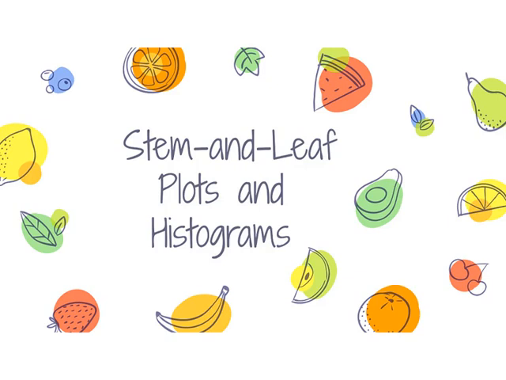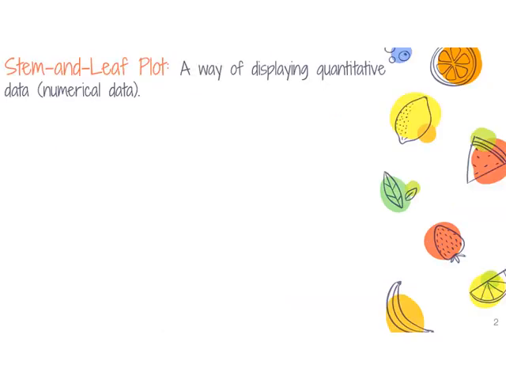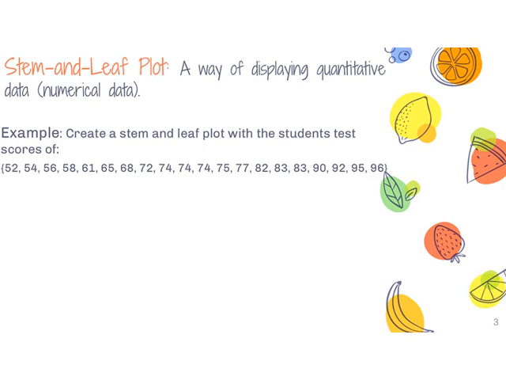Alright, you guys, today we're going to be learning about stem and leaf plots, and then we're also going to be learning about histograms. So to define what a stem and leaf plot is, this is actually a way of displaying quantitative data, and another word for quantitative data is actually numerical data. So we're going to go over an example of how to actually create a stem and leaf plot first.